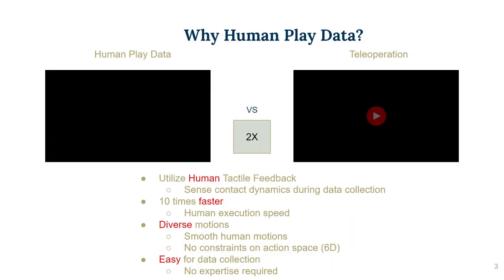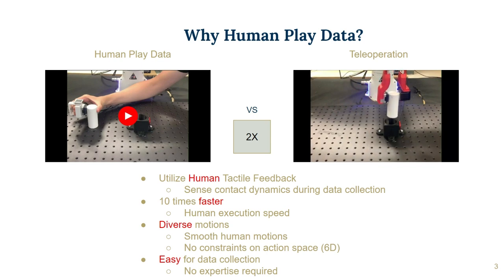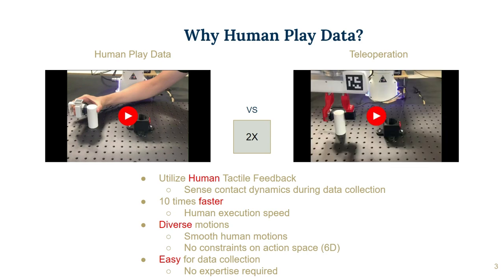The second thing we want to highlight is why we use human play data. According to this video, we can see that human play data is much faster than teleoperation data. Also, it has much more diverse motion, and the most important thing is that humans can utilize their tactile feedback to get contact dynamics information during data collection, whereas in the teleoperation system, humans can only use visual feedback to get the contact information, which has a gap between the human visual feedback and the collected tactile data.